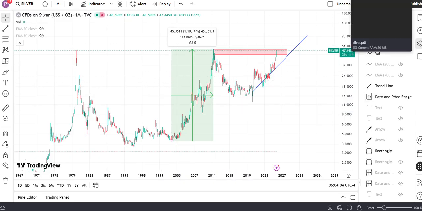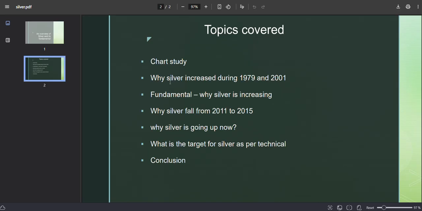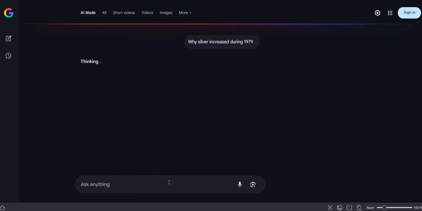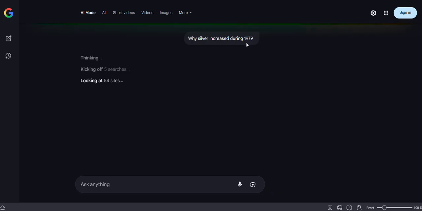Next is why silver increased during 1979 as well as in 2011. To analyze this topic, we will use AI. We will copy this line and use Google AI, and ask why silver increased during 1979.